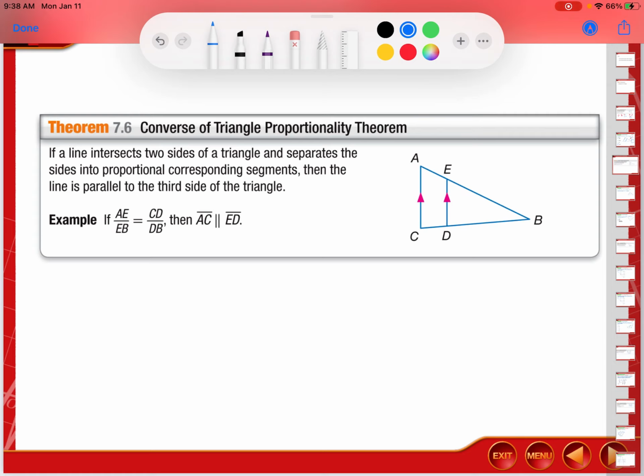All right, so now we have our second theorem. This is just the converse of the triangle proportionality theorem. Essentially what this says is if our segments are proportional, then these lines are parallel.